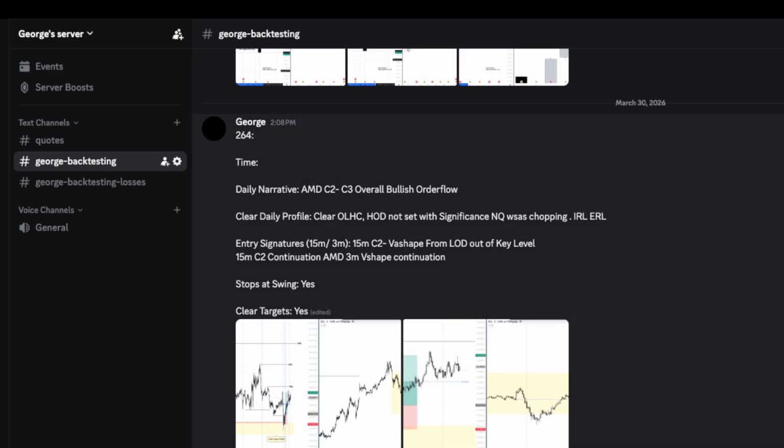What is your daily narrative? Okay, we got bullish order flow. Is your daily profile clear? Yes. What profile wasn't clear? Why did we choose NQ? Or why did we choose YM? Because NQ did not have a clear daily profile.